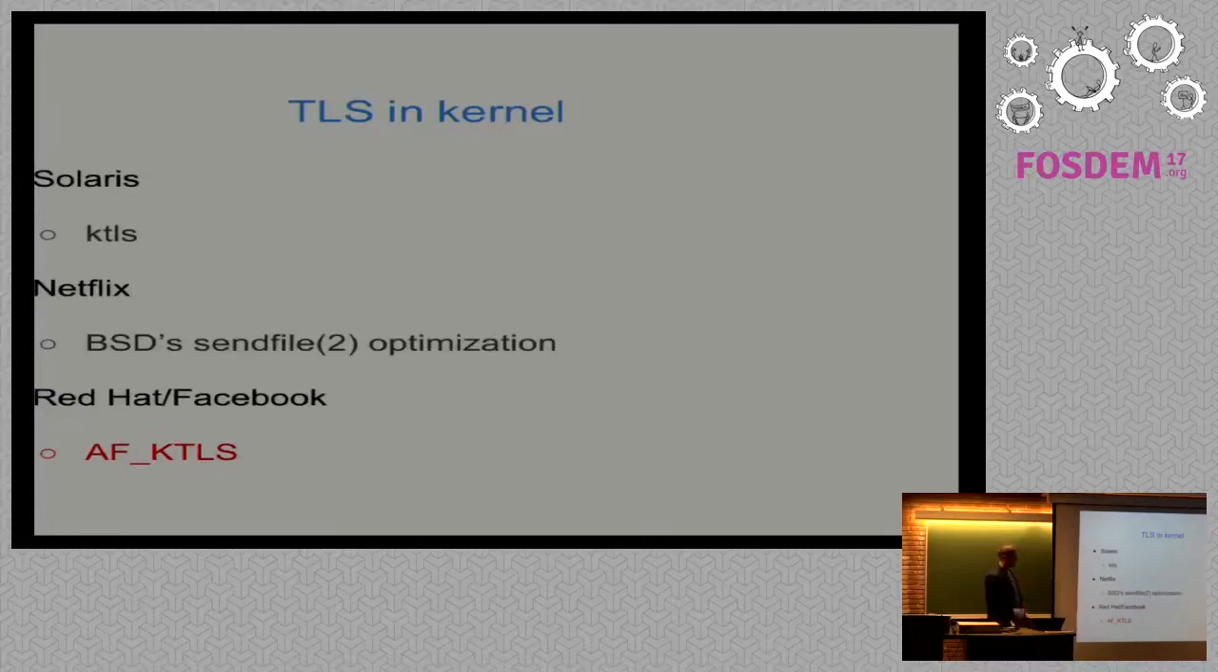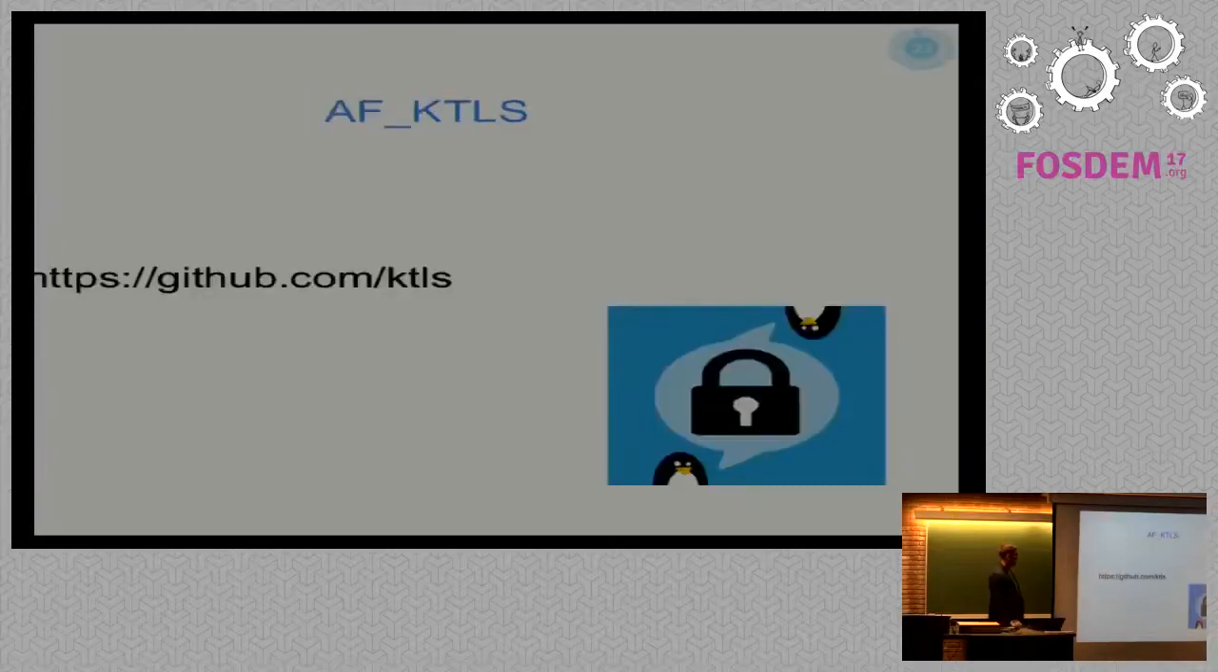For example, Netflix experimented with something similar to AF_KTLS. The implementation is not publicly available. They modified the BSD kernel, and they adapted SSL to use the sendfile operation, and according to articles that they published, they use it for serving static content. We at Red Hat experimented with AF_KTLS. Facebook joined us. They sent us cool patches, and they are experimenting with it as well. You can find AF_KTLS on GitHub, and feel free to use it. It's open.